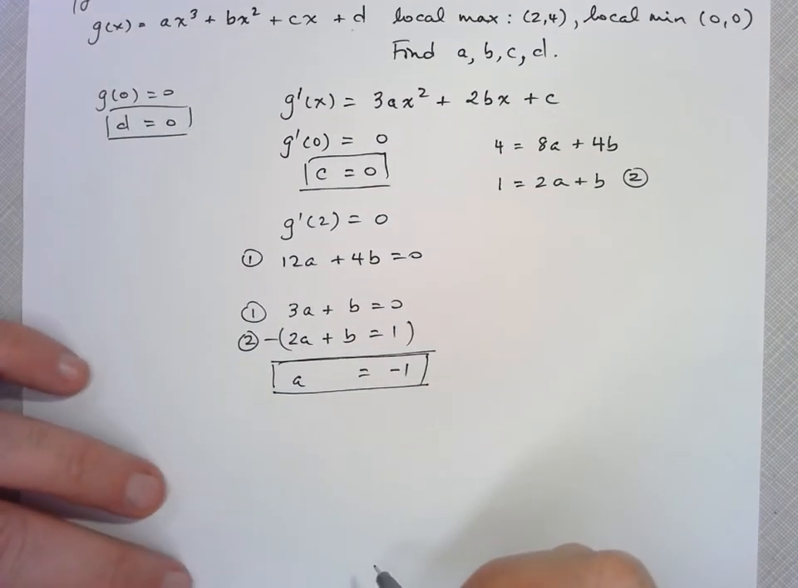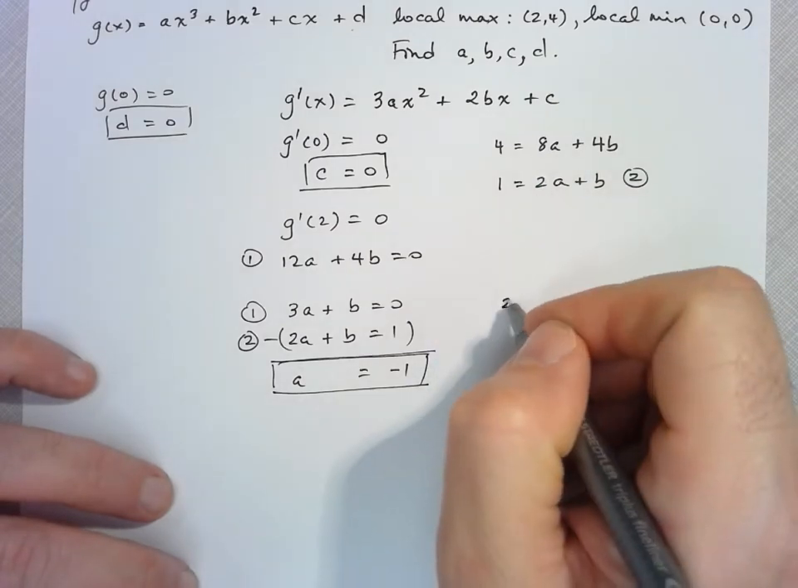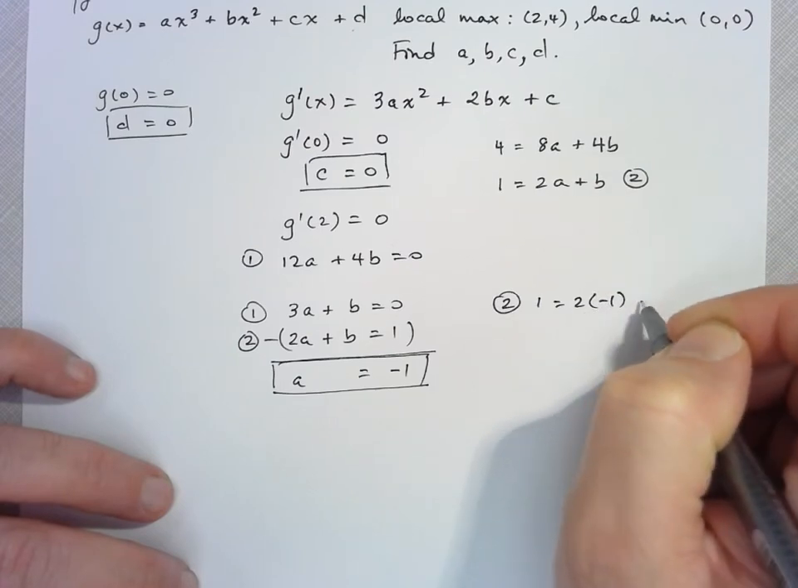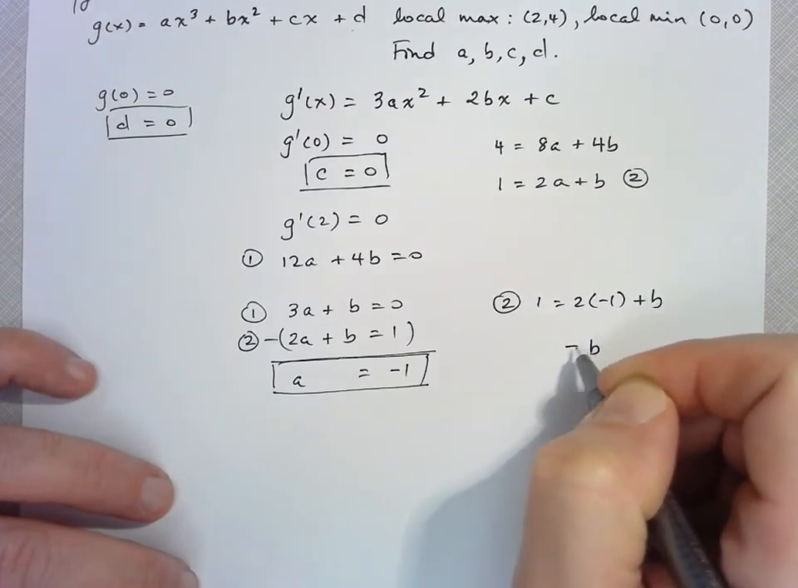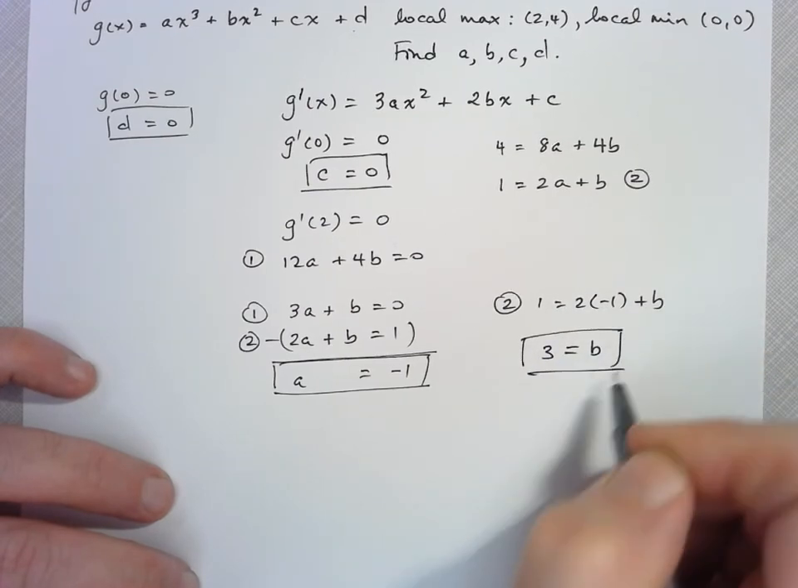Now I can use any one of these equations to solve for b. I'll use this one. For equation 2, I have 1 equals 2 times a, which is negative 1, plus b. So b is just equal to 1 plus 2, which is 3. And there we go.